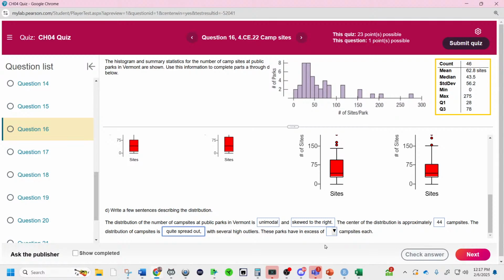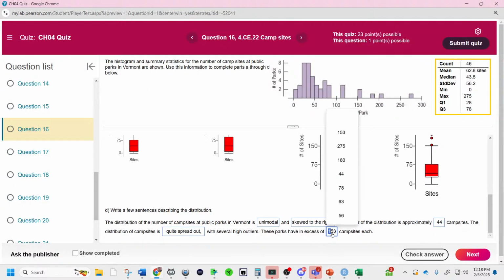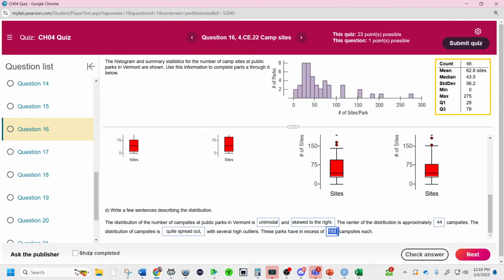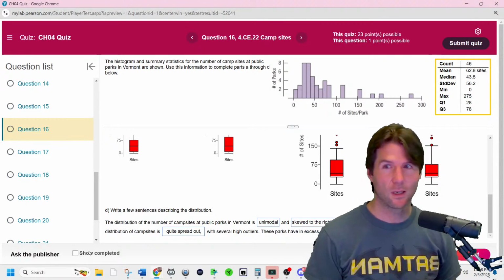These parks have an excess of, and remember we calculated this earlier, 153. That was the upper fence. I think we've done it all correctly. This is the upper fence calculation we did earlier. I don't know if we still have the picture up. We don't. But that was 75 or 78 plus the 50 times 1.5 IQRs.